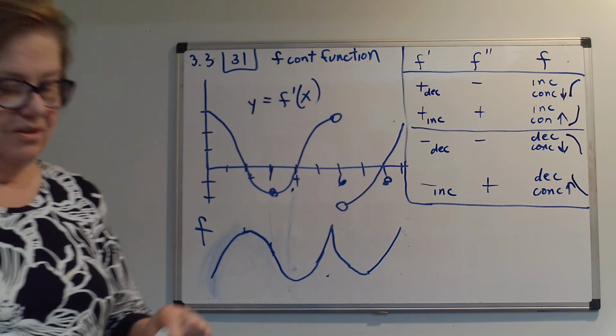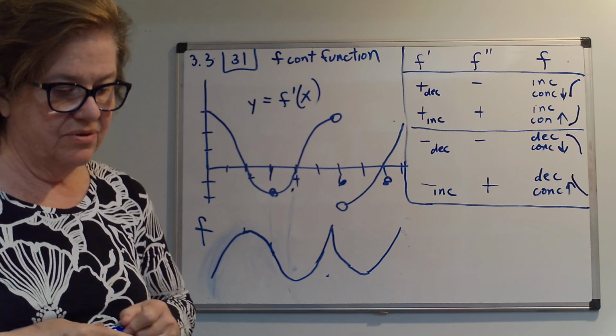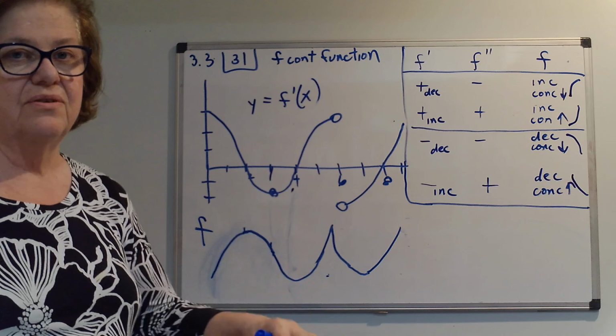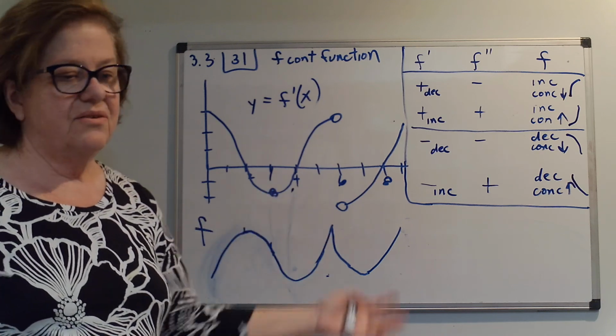So this is what you need to do for those, for 32. Just answer each question in turn and then sketch a possible graph.